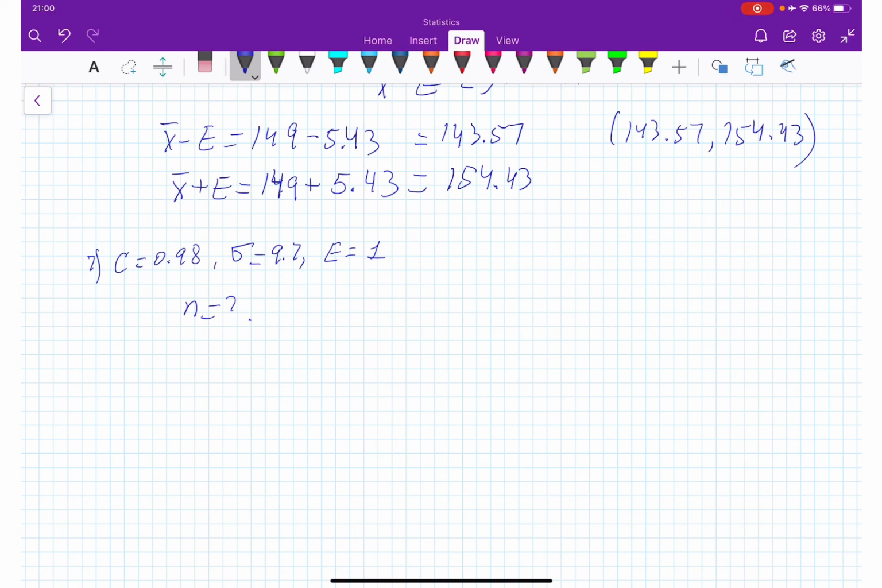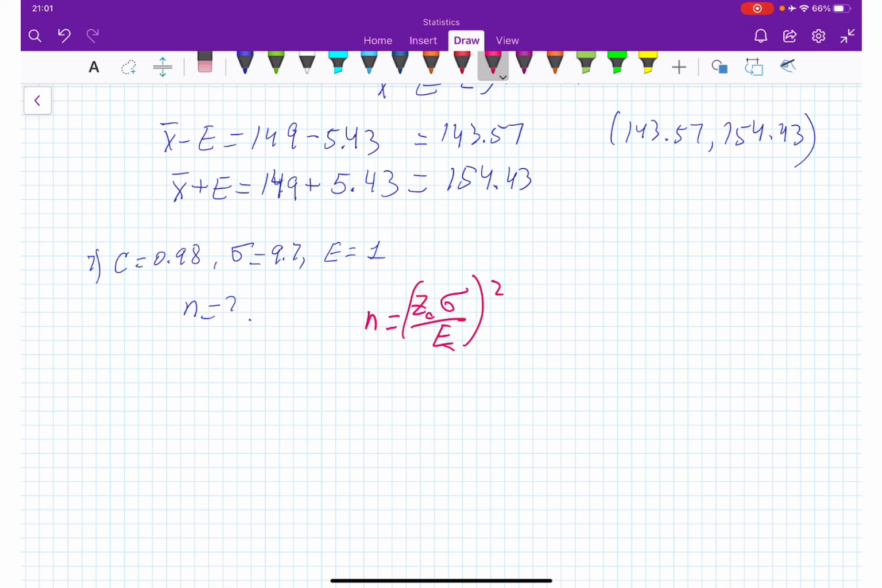So the formula for minimum sample size is n is equal to Z critical times sigma over E, and all that is squared. All right?